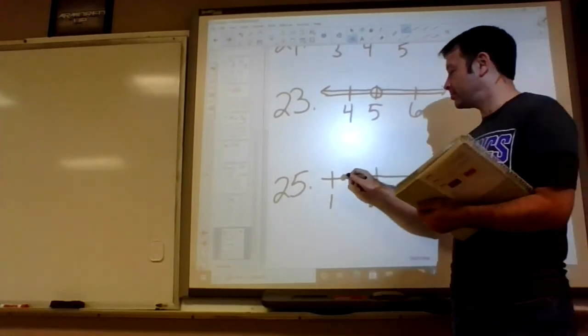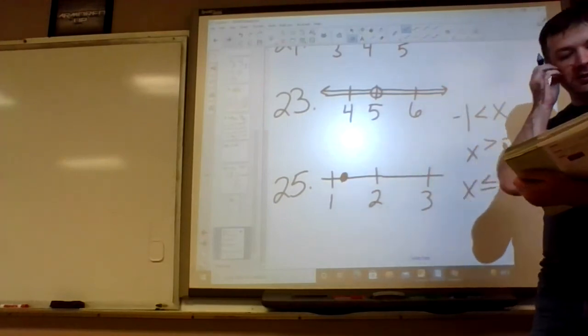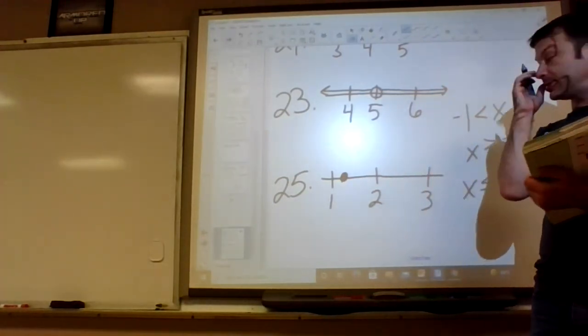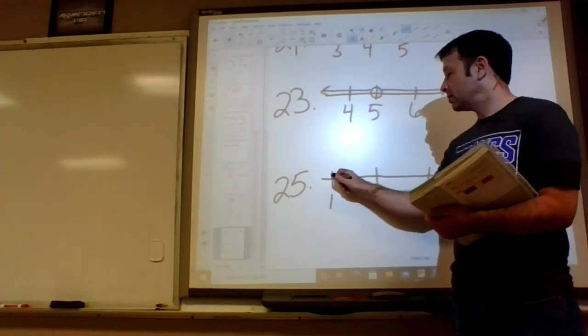And I'll make that a little bit bigger. It's less than or equal to, so which direction am I going? It's going towards the 1, left.